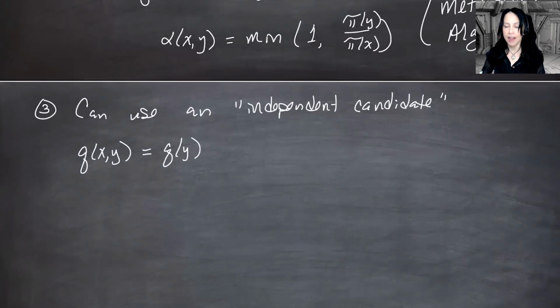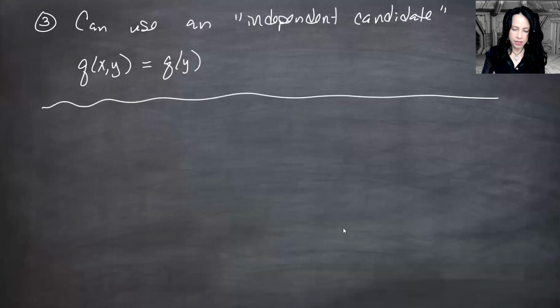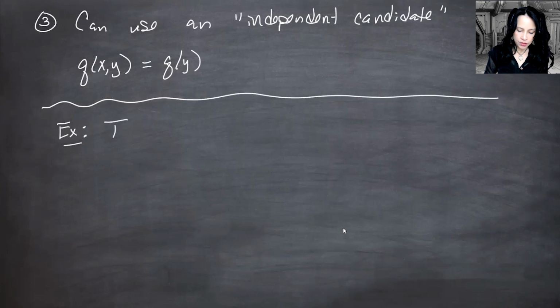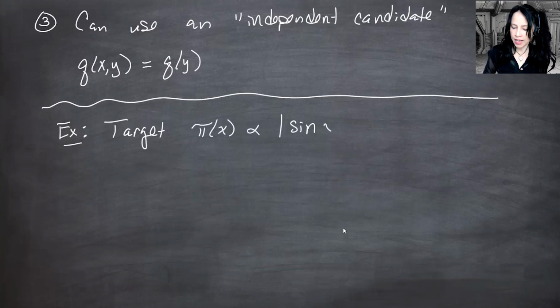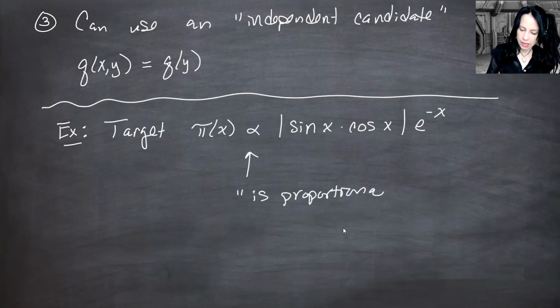So now, before I go to my target, I want to say some things that you're going to see in the slides. I picked an example. I was trying to get something weird and multimodal. And so the target is pi of x is proportional to the absolute value of the sine of x times the cosine of x, times e to the minus x. This alpha-looking symbol means is proportional to.